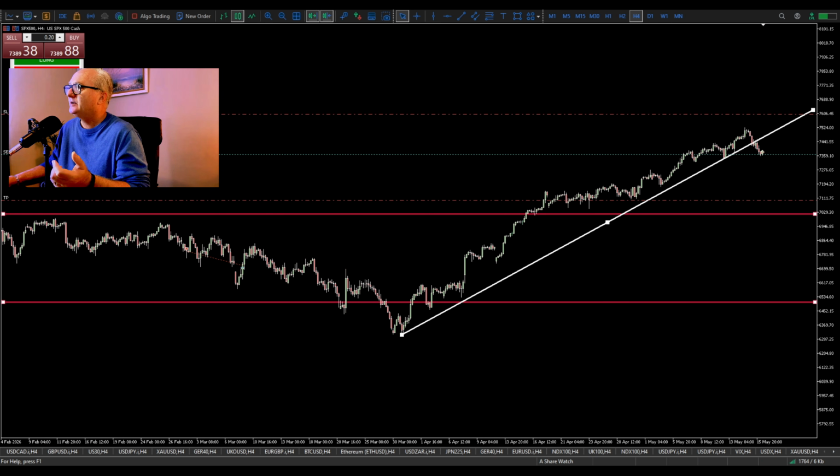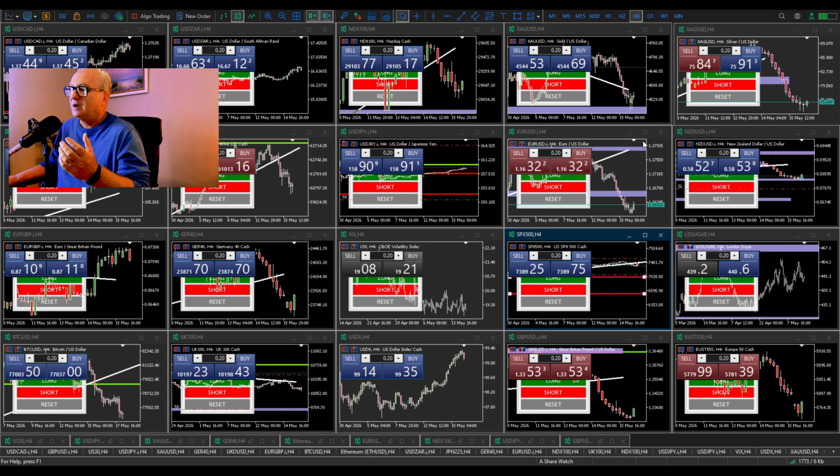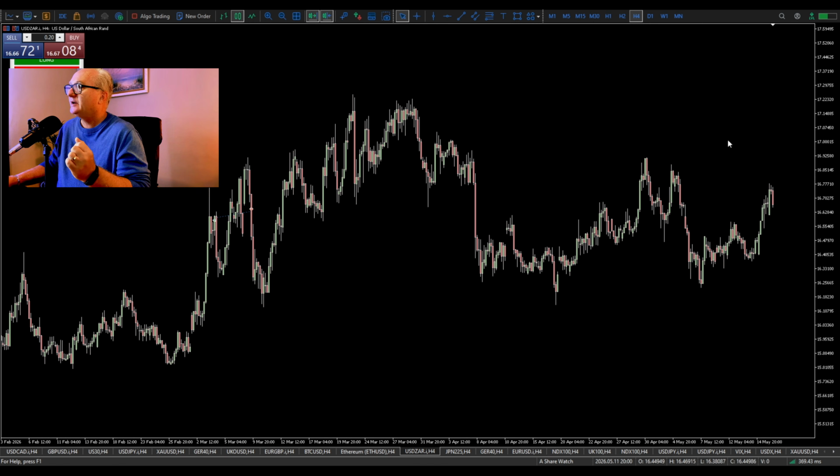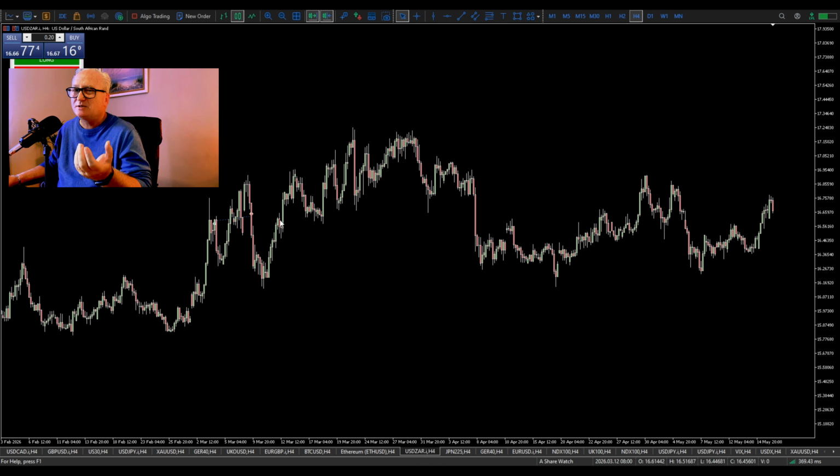Let's have a look at something else. Let's have a look at something a little bit simpler. The US dollar ZAR might be a good example of that. Now, there's a chart that's doing nothing. It's just milling around. It's just floating around.